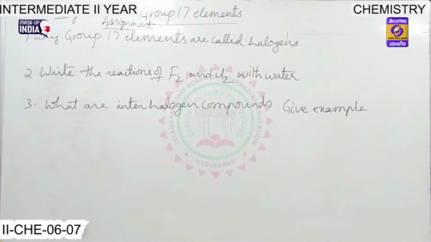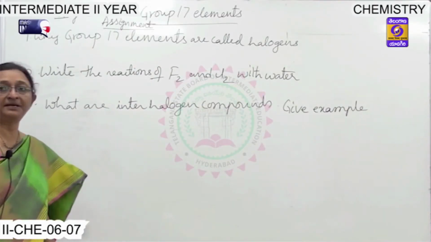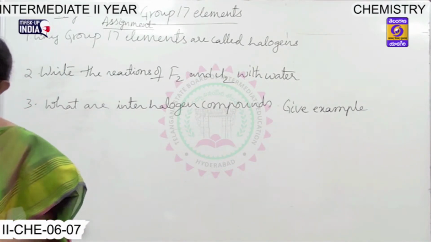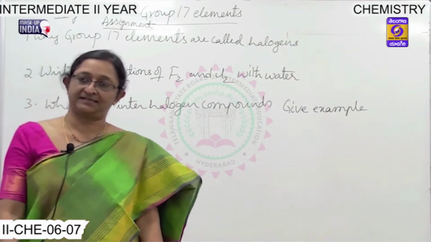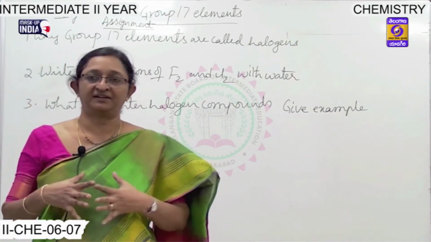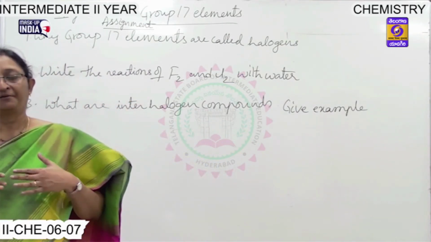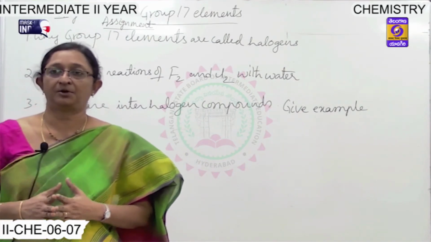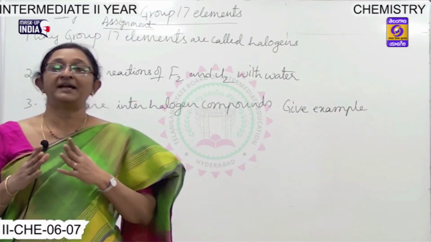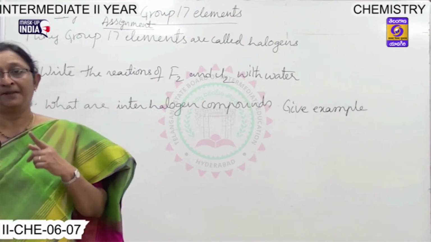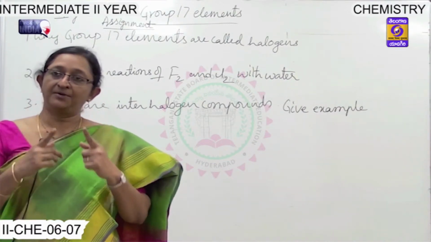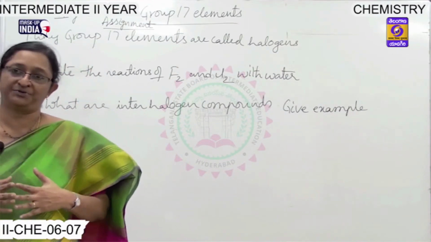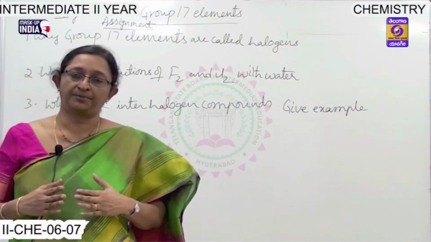Now let us take up the assignment questions. Before that, I just want to revise what all the things that we have learned about halogens. The main important characteristics I would like to revise here. The first, group 17 elements are called halogens. Why are they called halogens? Because halo means salt and gen means producer. So these are all salt producers.